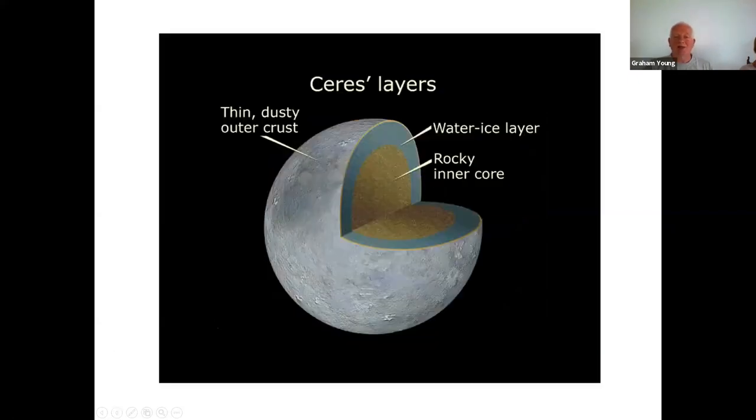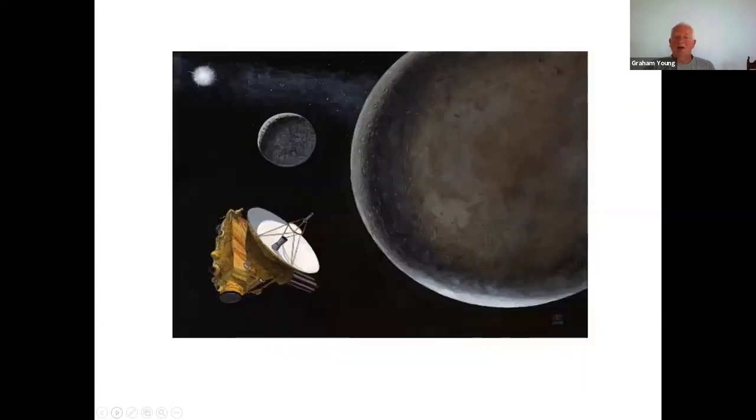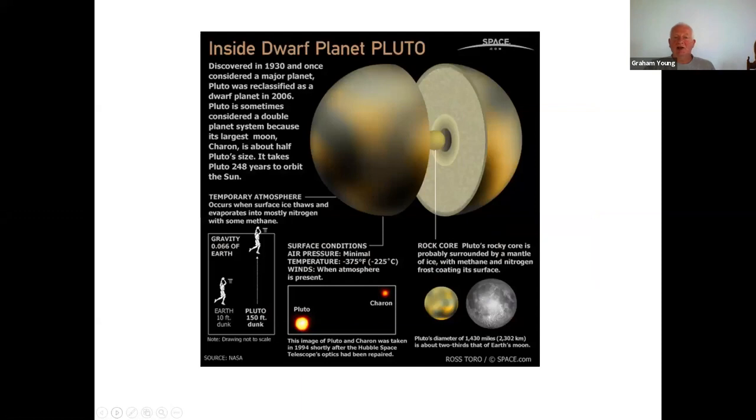And it's believed that Ceres possibly had a mantle of water ice with a rocky inner core and a thin dusty outer crust, which was proven correct actually when Dawn got there. So Dawn actually got there. I'll talk about the end result in a minute. I'll just go into Pluto.